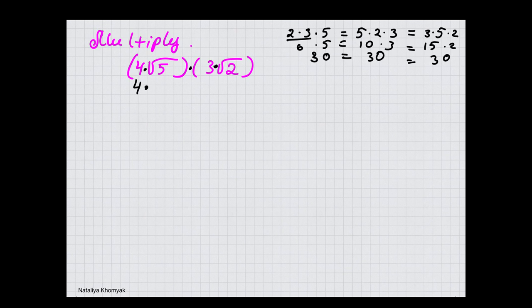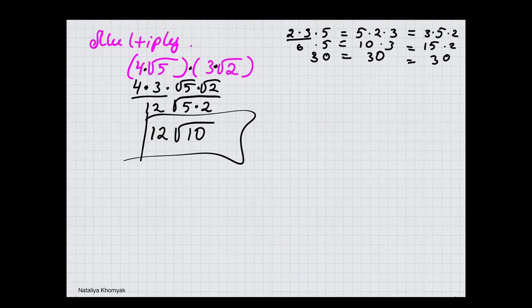So I'm going to say 4 times 3 times radical 5 times radical 2. This becomes 12. Now, just like before you were able to break the radical, this time I'm going to combine the radical. I'm going to multiply radicands together, 5 times 2, and this simplifies into 12 radical 10. And this is our solution.